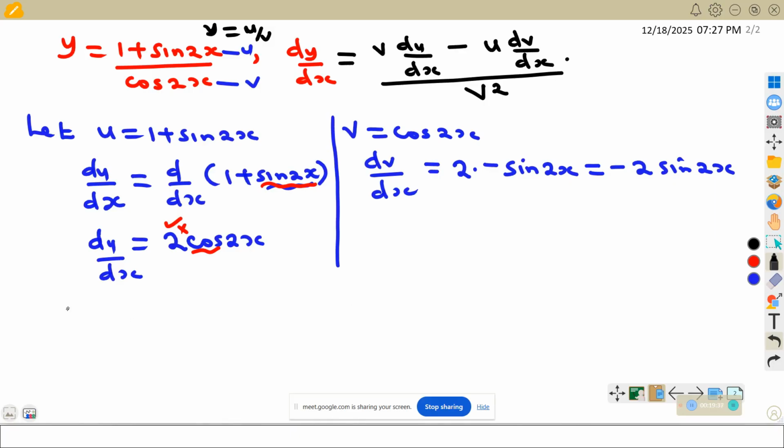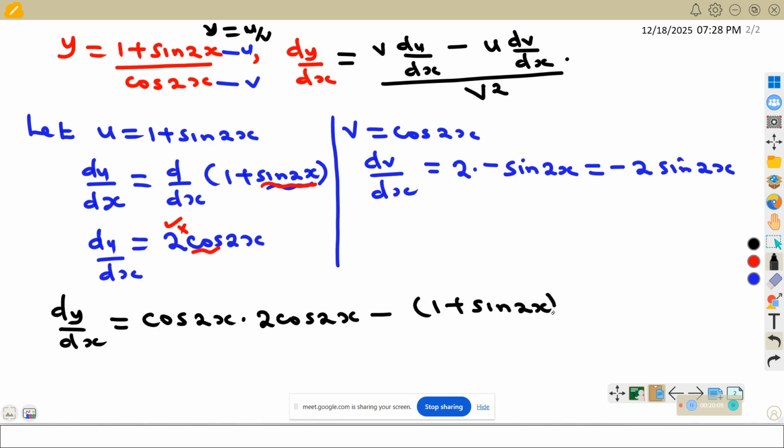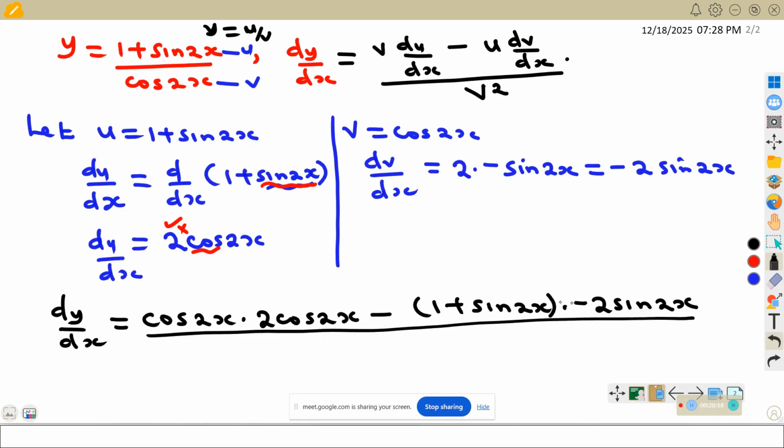So for our case, we are interested in dy dx. dy dx will be the same as v. You have v as cos of 2x, so put cos of 2x there, multiplied by du dx, which is again 2 cos of 2x. Then subtract u, which is 1 plus sine of 2x, multiplied by dv dx, which is minus 2 sine of 2x. The whole of this should be divided by v squared. v is cos of 2x, so we should have this squared.